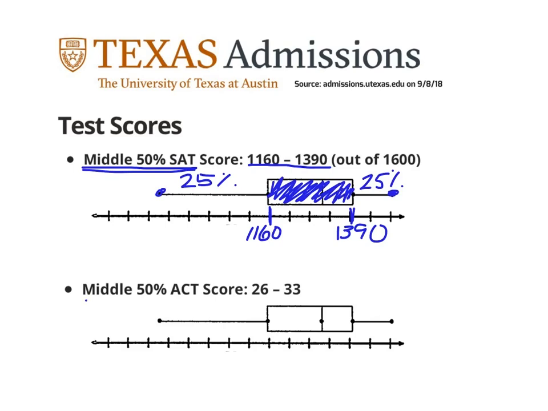In the same way, we know the middle 50% ACT score was 26 to 33. We don't know our median, which would have been right there, but we do know that half of the students fall between 26 and 33.